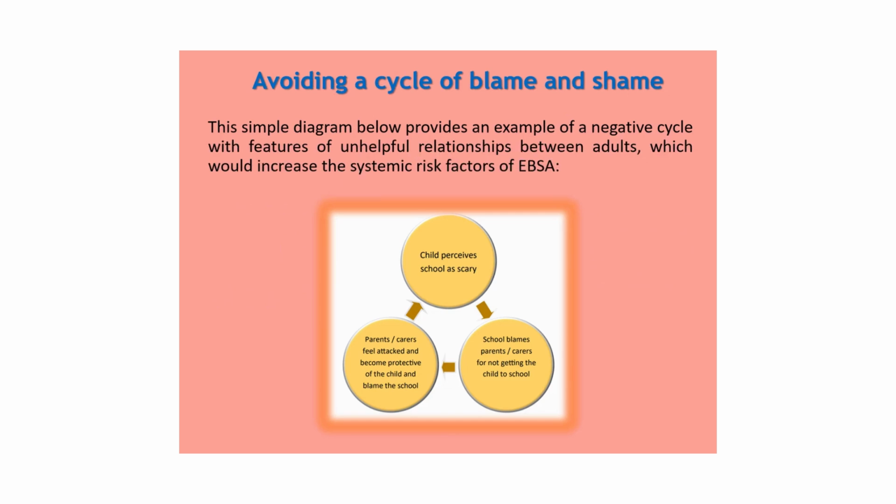Avoiding a cycle of blame and shame. This simple diagram below provides an example of a negative cycle with features of unhelpful relationships between adults, which would increase the systemic risk factors of EBSA.